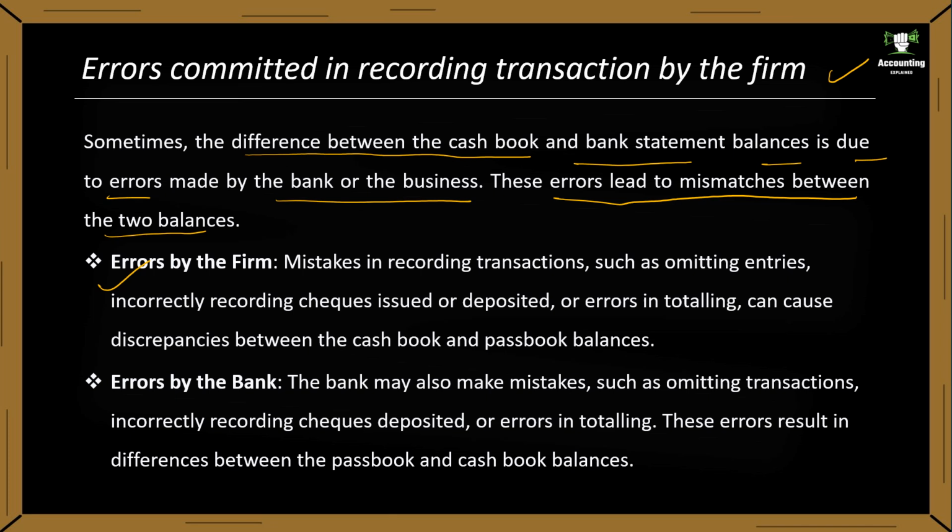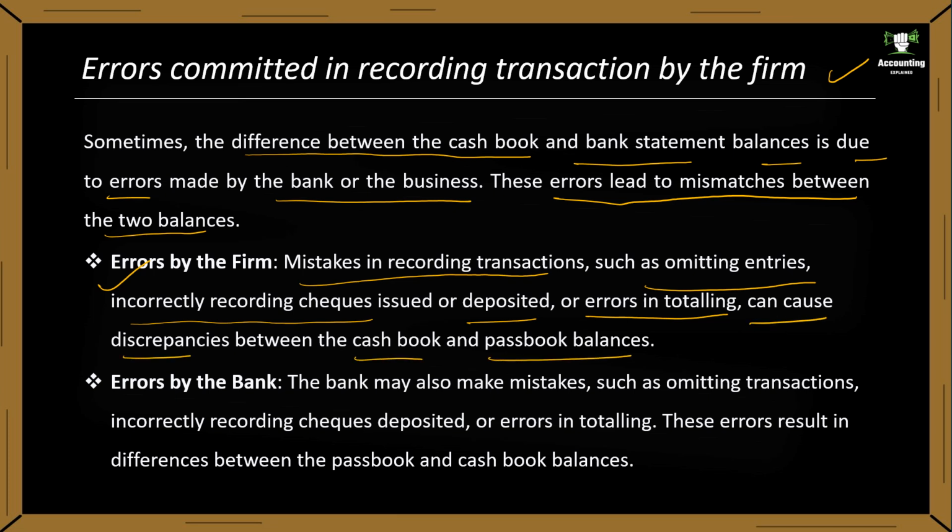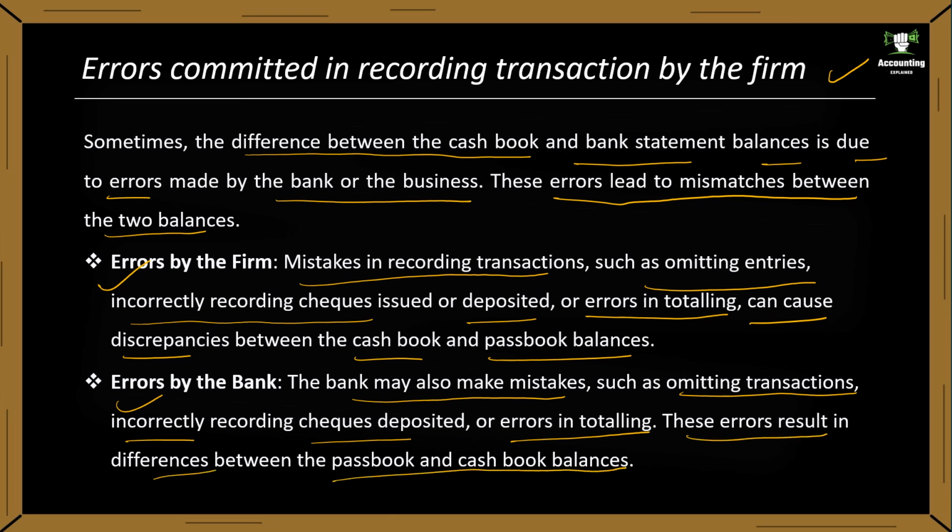Errors by the firm: mistakes in recording transactions such as omitting entries. Some entries may be totally omitted, or checks issued or deposited may be incorrectly recorded. As I told you, instead of 150 they would have recorded 510, or instead of 510 they would have recorded 150, like that. Or errors in totaling. While totaling also they can make errors, which can cause discrepancies between the cash book and the passbook balances. Errors by the bank: the bank may also make mistakes such as totally omitting some transaction, incorrectly recording a check deposited, or errors in totaling. These errors result in differences between the passbook and the cash book balances.